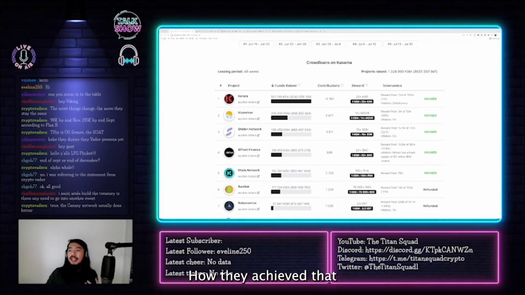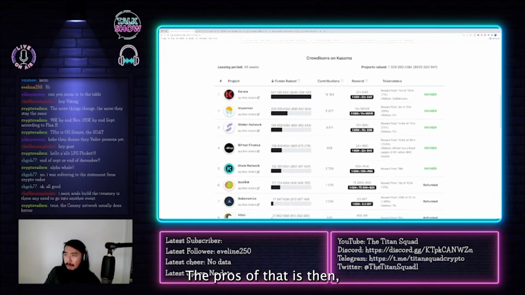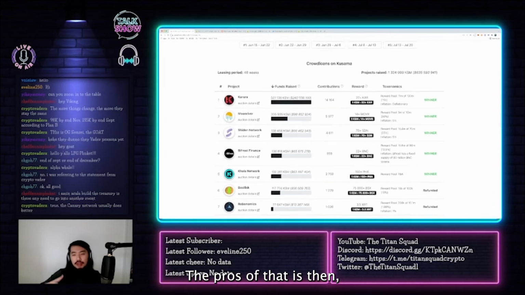How they achieve that is because they have a cap on the total rewards, which means I'm only going to be able to give out this amount of Moon River, for example, and it's first come, first served. So the bad side of that is that if you are late to the party, then I'm sorry, you are gone, right? You're not able to participate. But the pro of that is that the people who participated get solid returns, right?